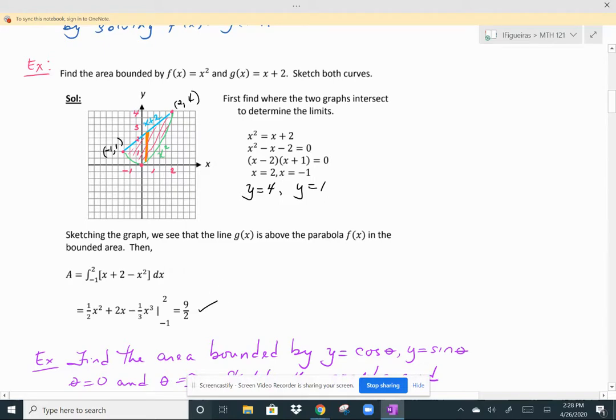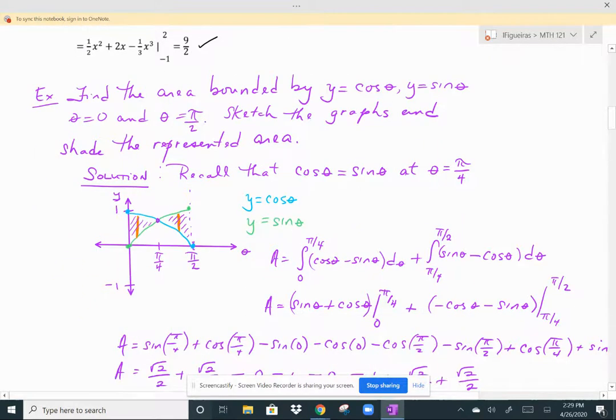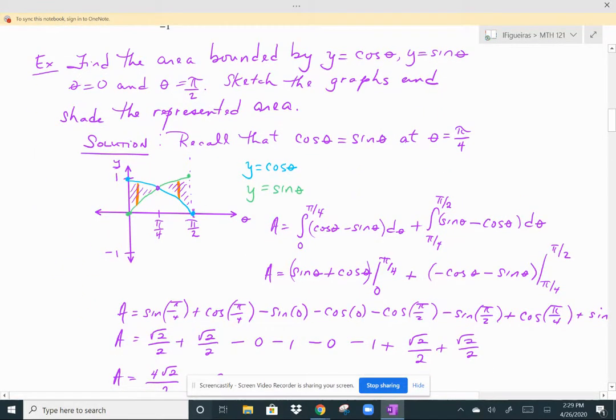Okay, so let's do another example. This one is regarding two trig functions. So we want to find the area bounded by y equals cosine of theta, y equals sine of theta, theta equal to 0, and theta equal to pi over 2. And we're going to sketch the graphs and shade the represented area.